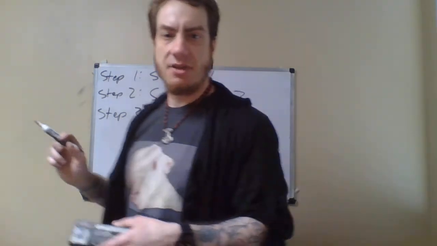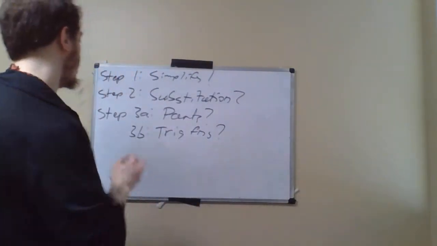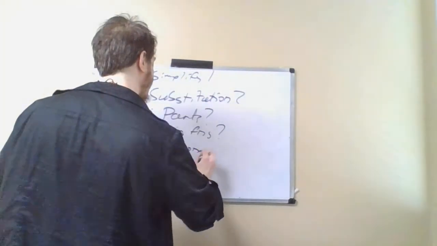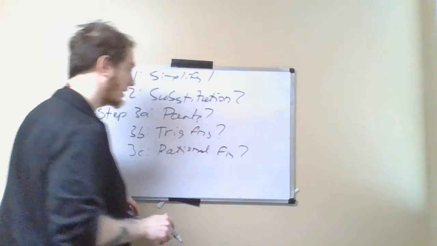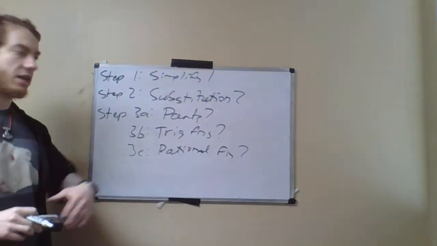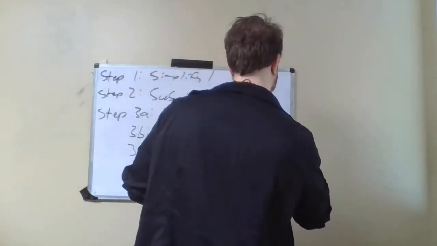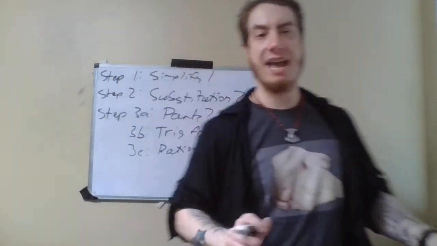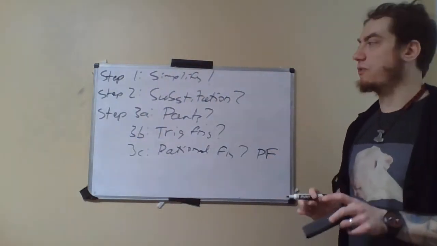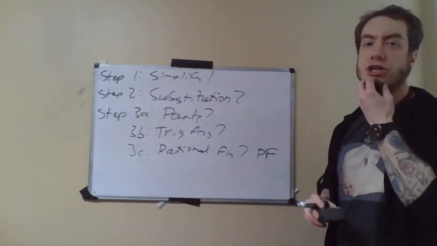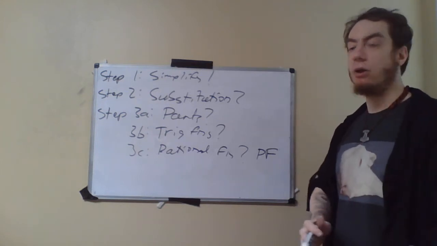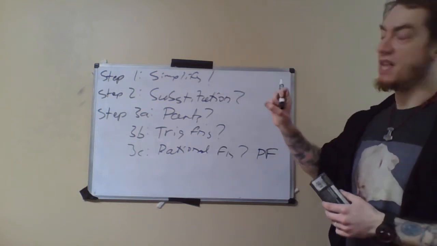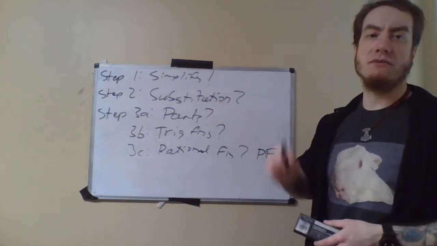So what is the next thing that we want to look at? Well, maybe what we have is a rational function. If it is a rational function, then we want to use partial fractions, which I'm just abbreviating as PF here. So partial fractions. And possibly before you do the partial fractions, you may have to do a polynomial division and turn this into a polynomial plus a rational function where the numerator is lower degree than the denominator. But that kind of comes back to step one of simplification.